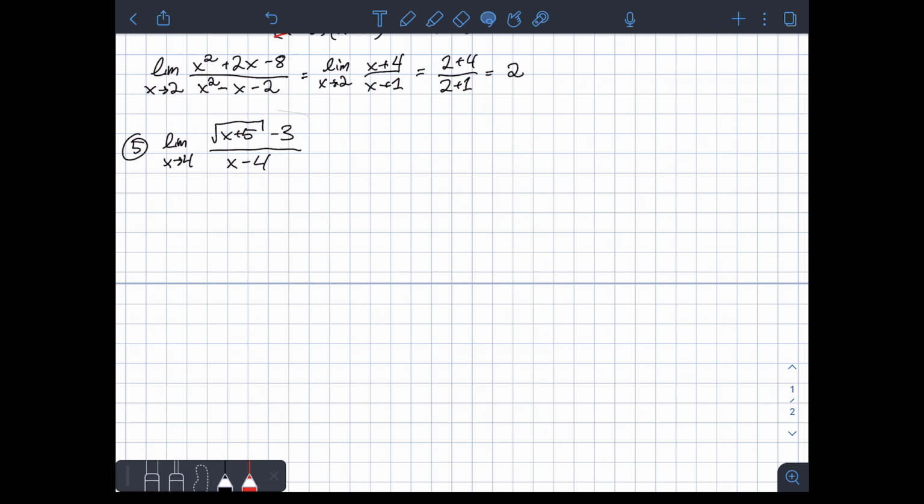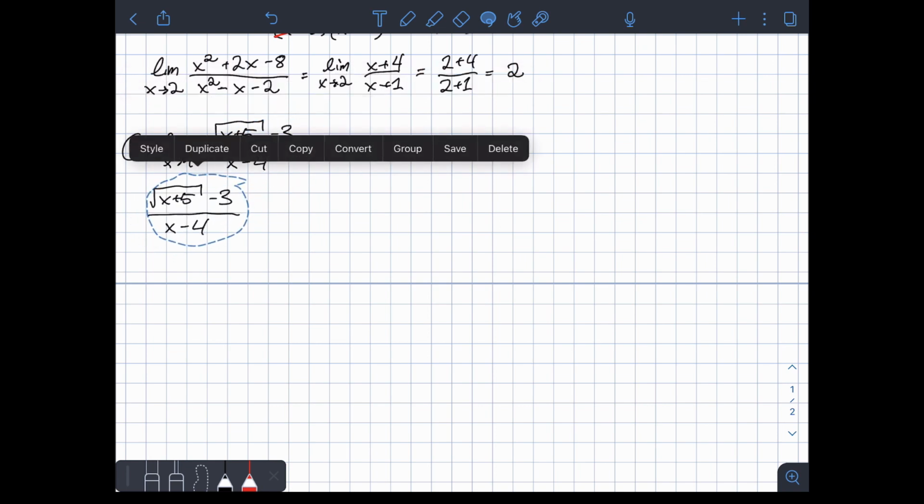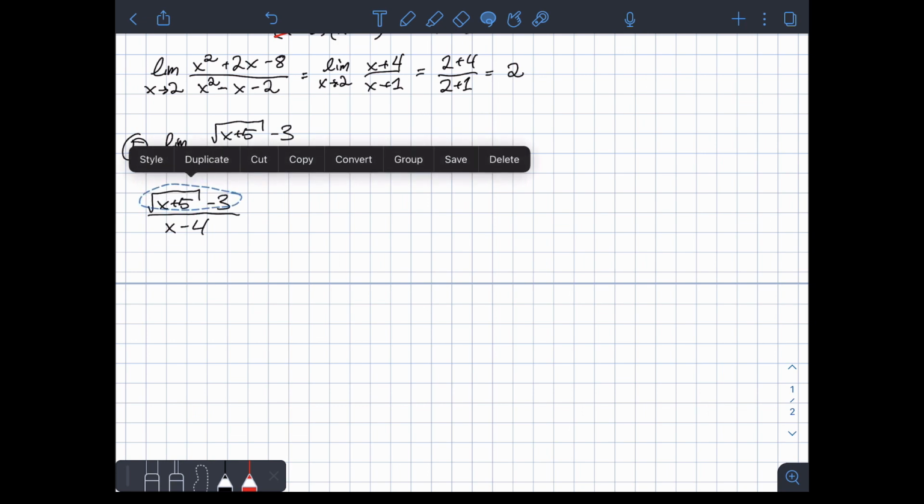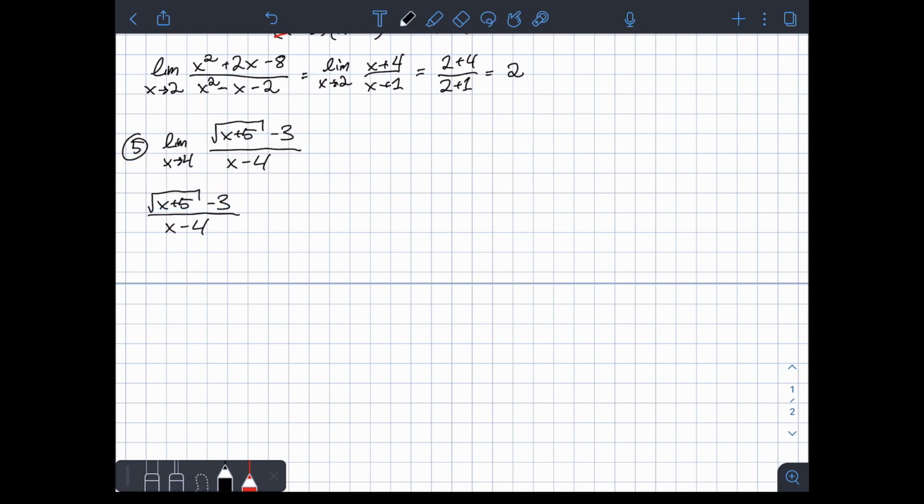So here we're going to multiply by a useful form of 1. So we kind of have to get a little bit creative. And we're going to say if we multiply this by square root of x plus 5 plus 3 over square root of x plus 5 plus 3, we're hoping we're going to get an equivalent function, because we're just multiplying by 1, that will not yield an indeterminate form.